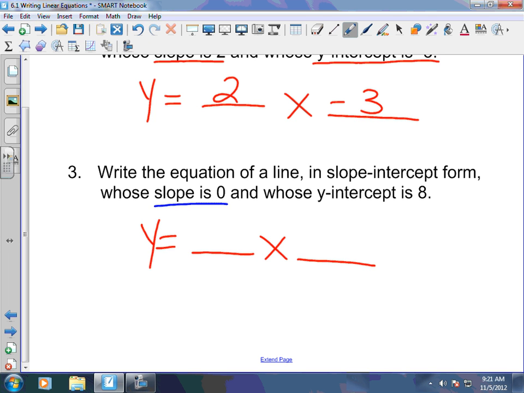My slope is 0. My y-intercept is 8. So I write 0 here. I put 8 here, but I have to have a plus sign in front of my 8 because it's positive. Now, I will accept this. This, however, is not simplified. 0 times x is 0. 0 plus 8 is 8. So y equals 8 is the simplified form of this.